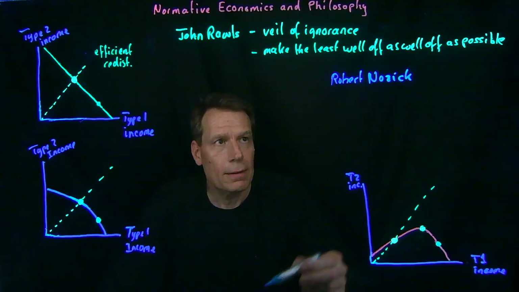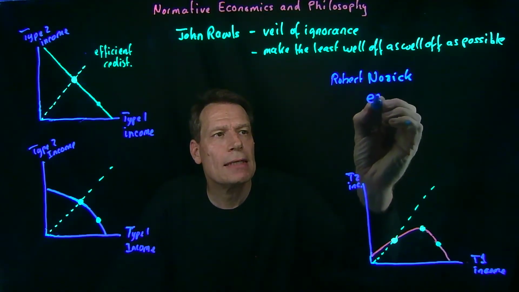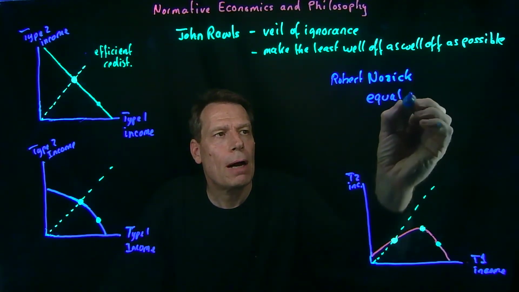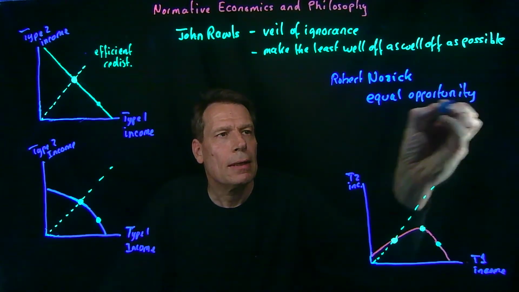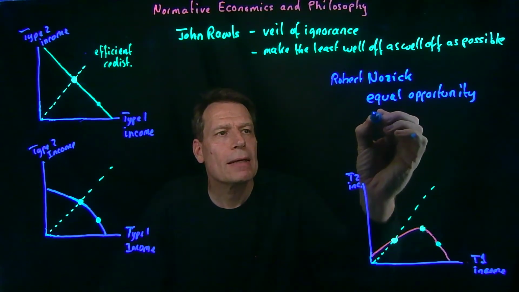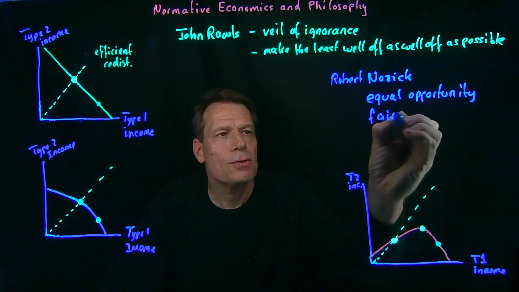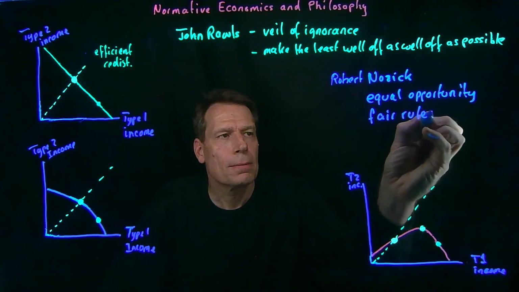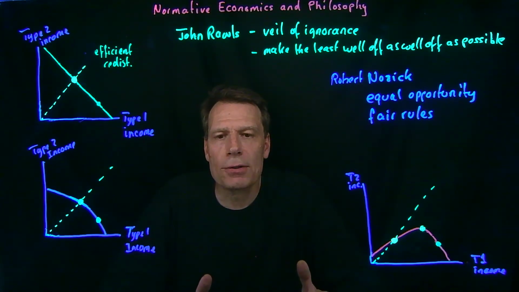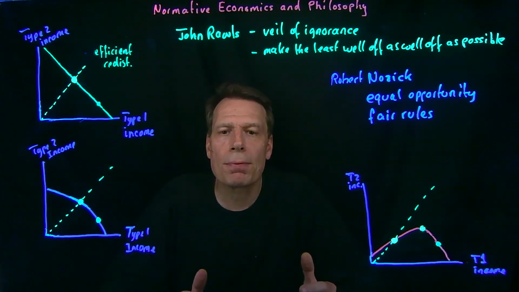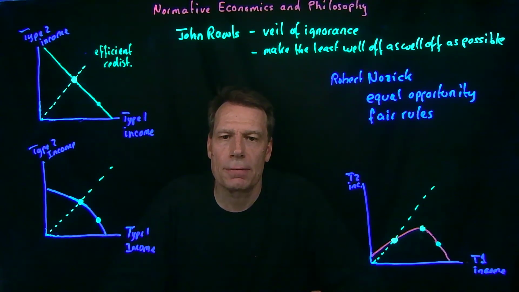Imagine, Nozick might say, a world in which everyone has equal opportunity, and a world in which we make decisions under fair and just rules. If we start out with equal opportunity and we make all our choices under fair and just rules, then any outcome by definition is just, according to Robert Nozick, because the process that led to the outcome was just.